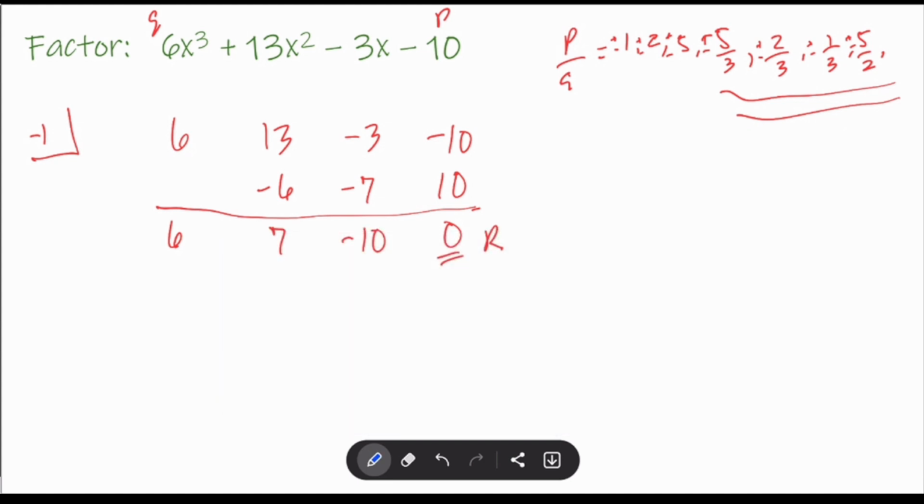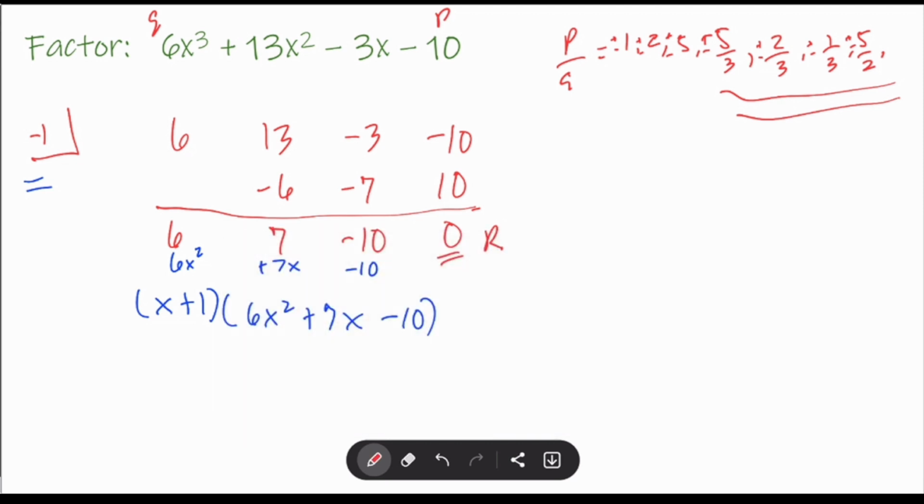So that means one of the factors is x plus 1. It's the opposite sign of this. It's negative, so you put x plus 1. And then this will be the 6x squared plus 7x, and then the minus 10. So it will be 6x squared here plus 7x minus 10. Now can we factor 6x squared plus 7x minus 10?